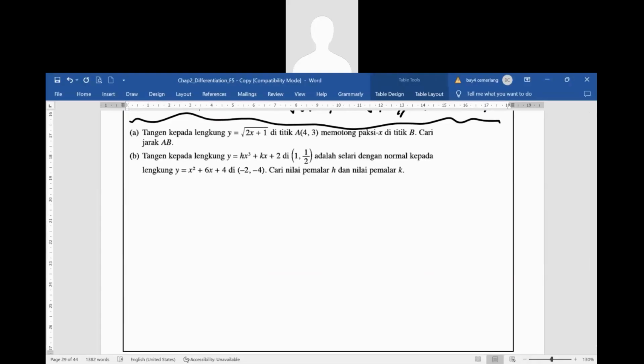Okay. The tangent to the curve y equals hx cubed plus kx plus 2 at point (1, 1.5) is parallel to the normal to the curve y equals x squared plus 6x plus 4. Find the value of h and k. Oh, this one will take a lot of time. Never mind, the question is just long, but it's not difficult.